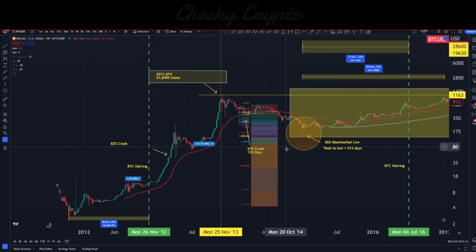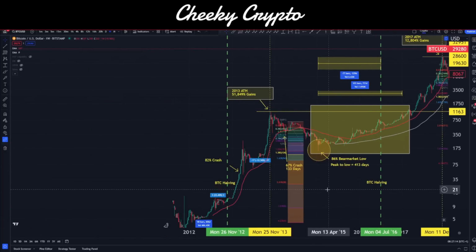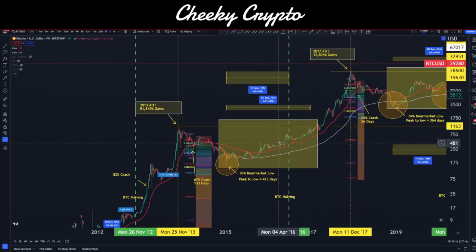Okay, so as we can see, good run to the upside. Bitcoin halving helped with that, and of course this move to the downside where we have this 86% drop, and we have the bear market low. It was 413 days after the peak, right? Then we go into this next bullish market, right? We start moving on up.